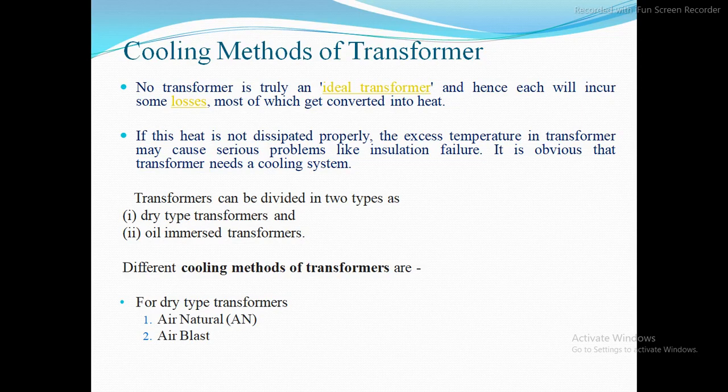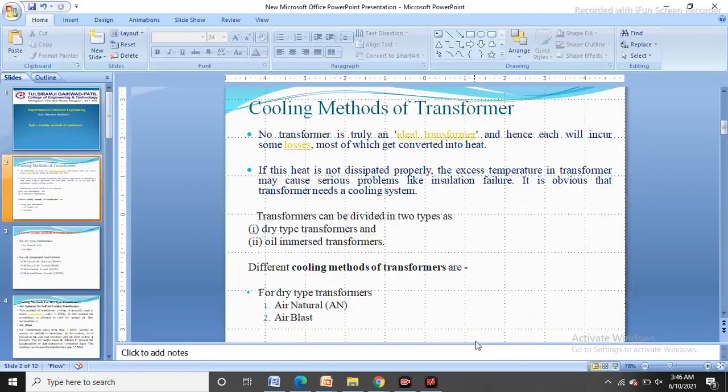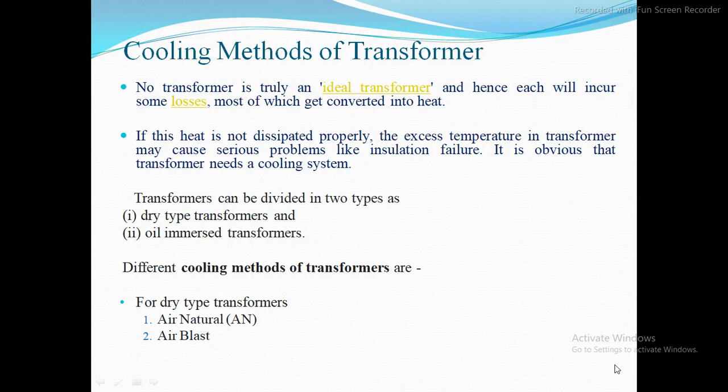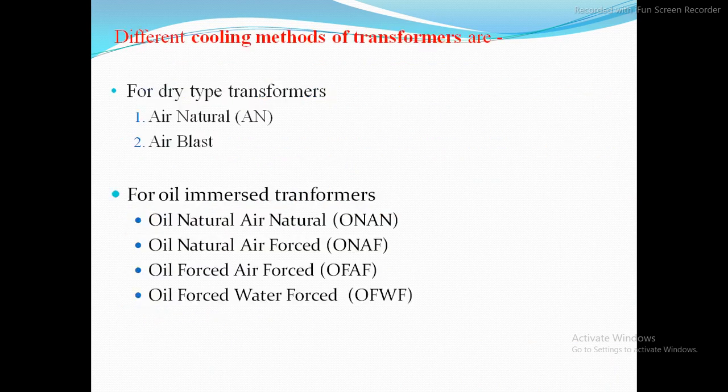So the different cooling methods for the dry type transformer are air natural and air blast. Air means that by using only atmospheric air, the cooling takes place. Cooling is done there. And the second one is air blast. By using some additional method, the air is blasted on the transformer. In this way, the cooling of the dry type transformer is done.